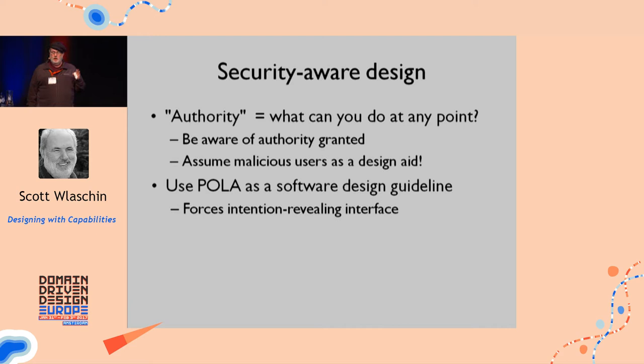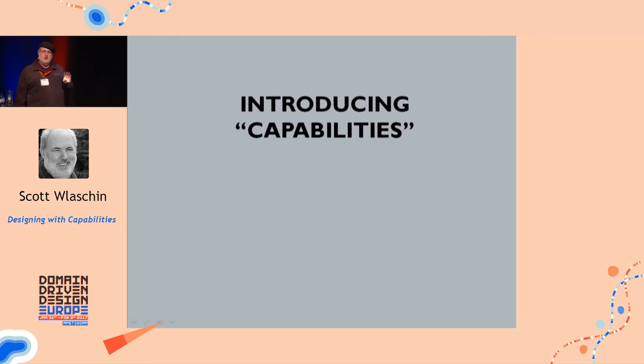So here's the guideline. Use polar. And you'll see in a minute that it creates an intention revealing interface without you having to do anything. It minimizes the surface area, reduces coupling, and that's all good stuff. All right, so that's the theory. How do you actually do it in practice?